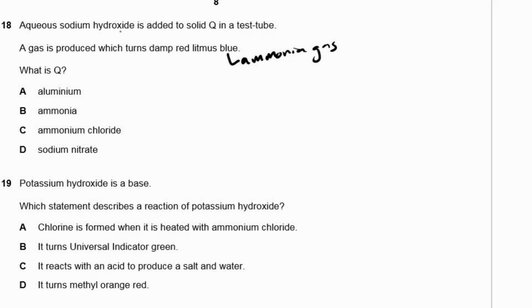So if you mix sodium hydroxide with aluminium, do you get ammonia gas? Nope. And sodium hydroxide with ammonia gas? No, ammonia is the product, not the reactant. Sodium hydroxide with ammonium chloride? Yep, that makes sense. You'll get ammonia gas. And then sodium hydroxide with sodium nitrate? No reason to get ammonia gas there, so the answer is C.